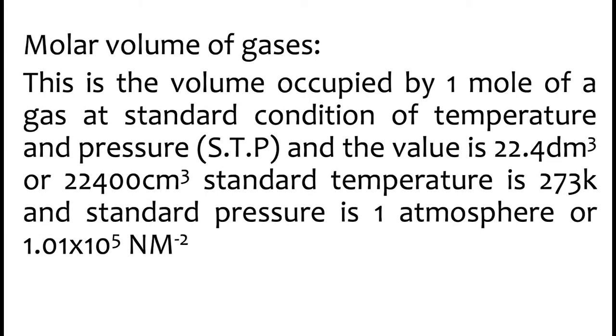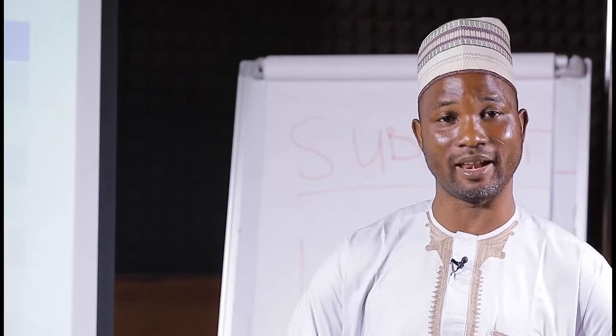Now, molar volume of a gas. This is the volume occupied by 1 mole of a gas at standard conditions. These standard conditions of temperature and pressure are called STP. The value for molar volume is 22.4 dm³, which is the same thing as 22,400 cm³. The standard temperature is 273 Kelvin. Standard pressure is 1 atmosphere, or 1.01 times 10 raised to the power of 5 newtons per meter square. These are standard quantities I will be referring to as we progress in our lessons today.